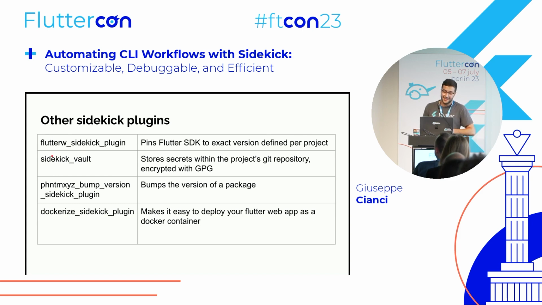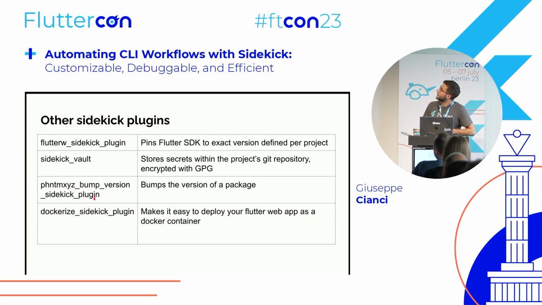Sidekick Vault, we've just seen that. Then there's this bump version Sidekick plugin. If you install this to your CLI, you will get a new command which you can use to quickly bump the version of a package. So bump the minor, major, or patch version.